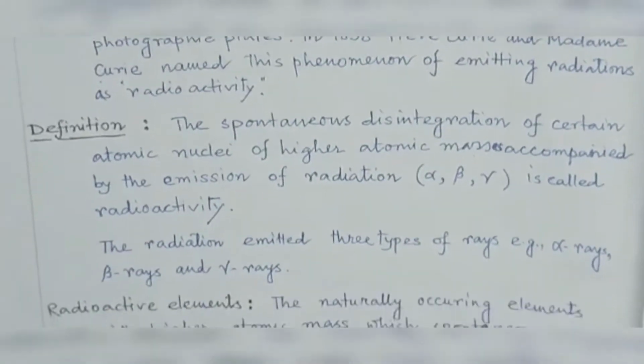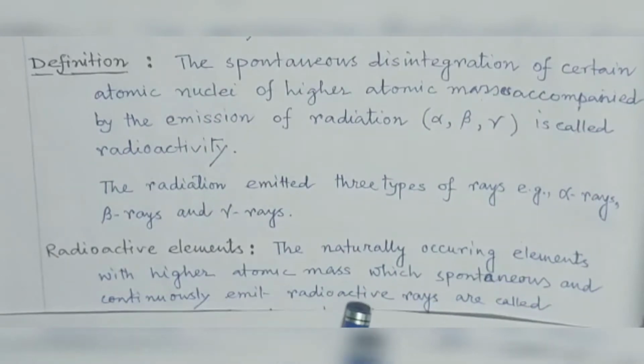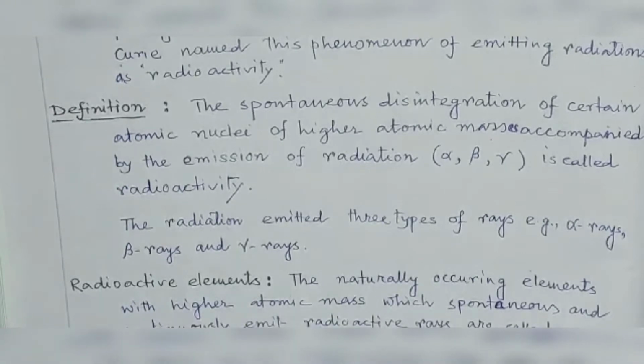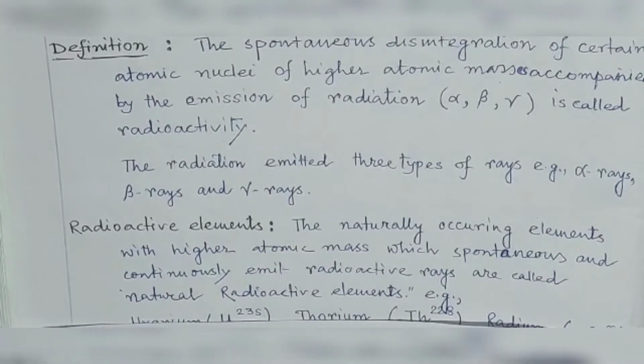What are radioactive elements? The naturally occurring elements with higher atomic mass which spontaneously and continuously emit radioactive rays are called natural radioactive elements.